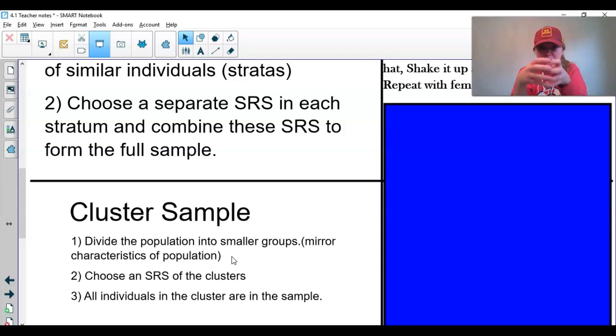Then what we do, we choose an SRS of the clusters. So all of those clusters, Mrs. Opal, Mrs. Hartman, Mr. Lloyd, all our names are going in that. We're shaking the hat up, right? Pulling names out. If your name's pulled out, all the individuals in that cluster are in the sample.